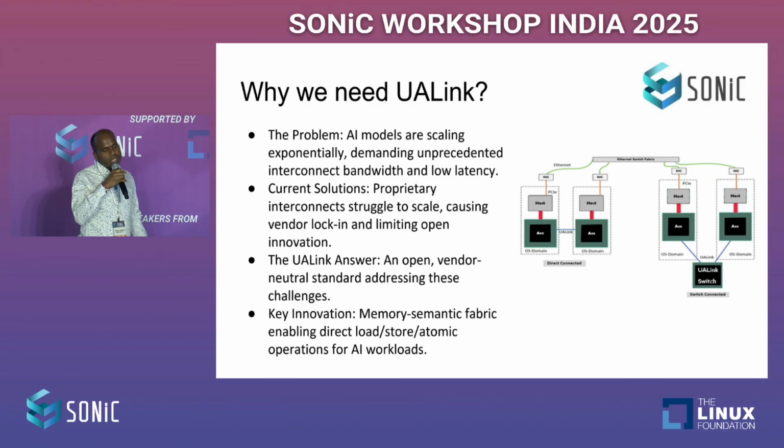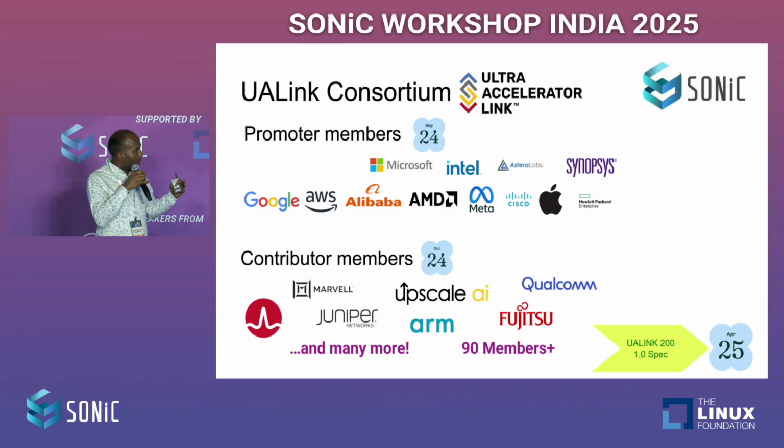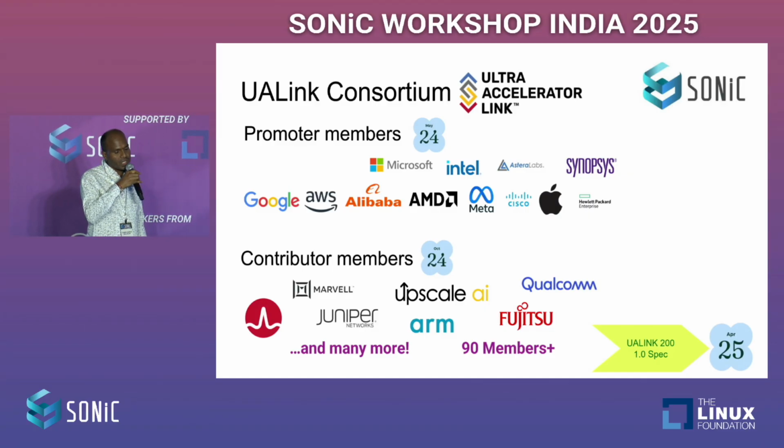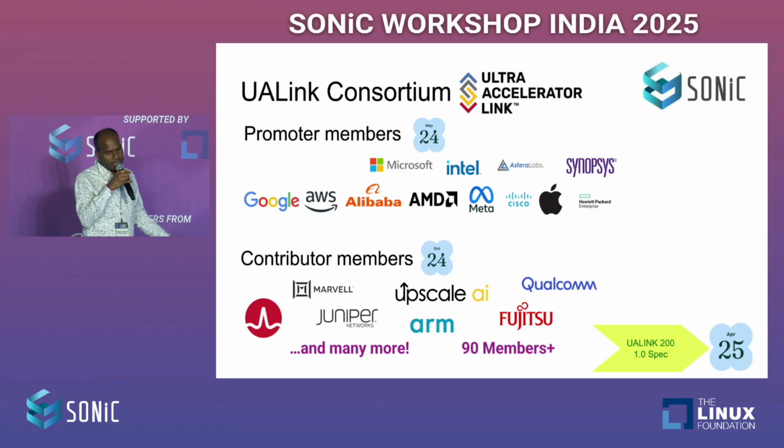The key innovations that are part of the UALink are the memory fabric based semantics, for example, the load store semantics that we have for the AI workloads. As you are aware, there are some promoter members as part of the consortium, and we have all the hyperscalers and then the big vendors, and we have the contributor members as well. UALink released the 1.0 spec in the April timeframe.